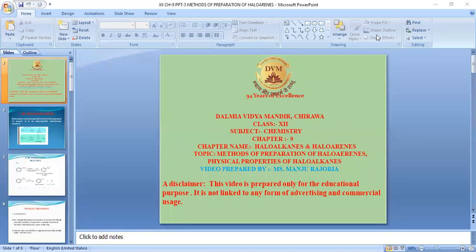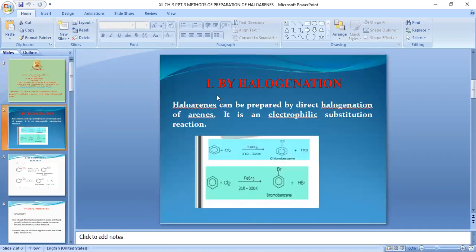Good morning, students. Today we will be dealing with the third topic of our chapter 9 from class 12th, that is the methods of preparation of haloarenes and the physical properties of haloalkanes. So let's start from the preparation. The first preparation of haloarenes is done by the halogenation method.